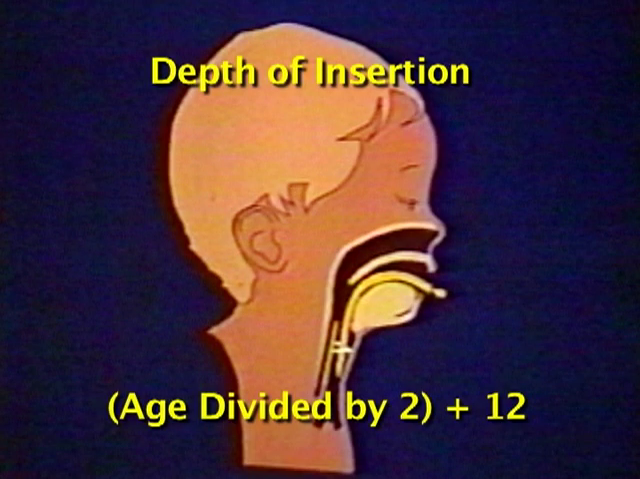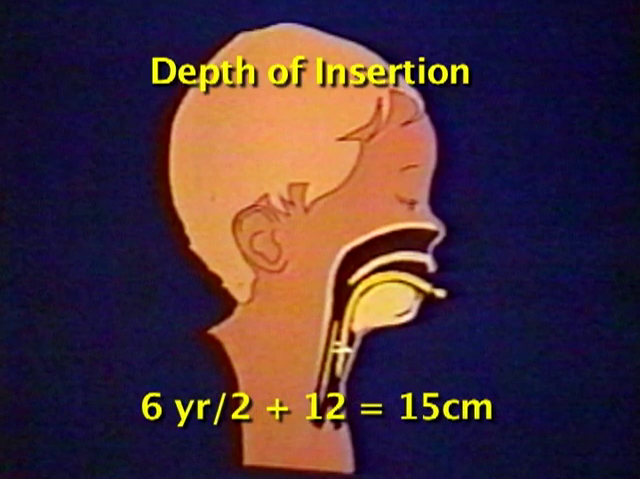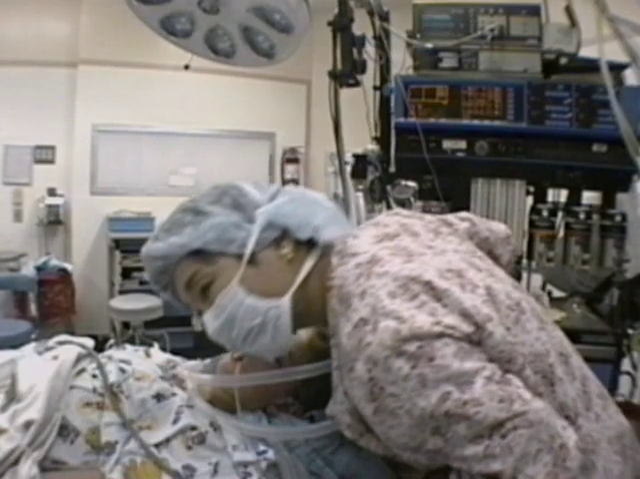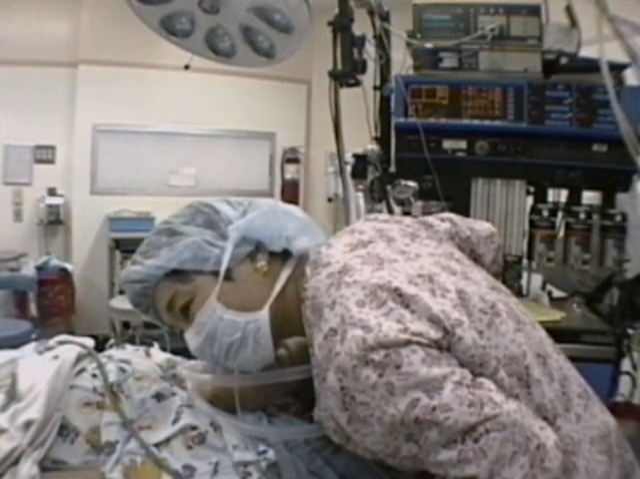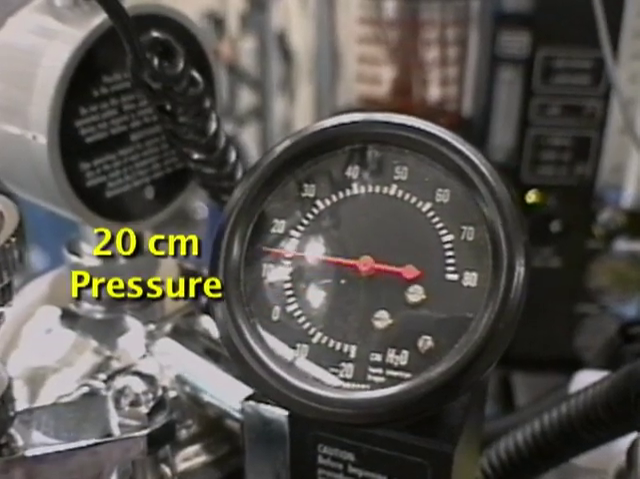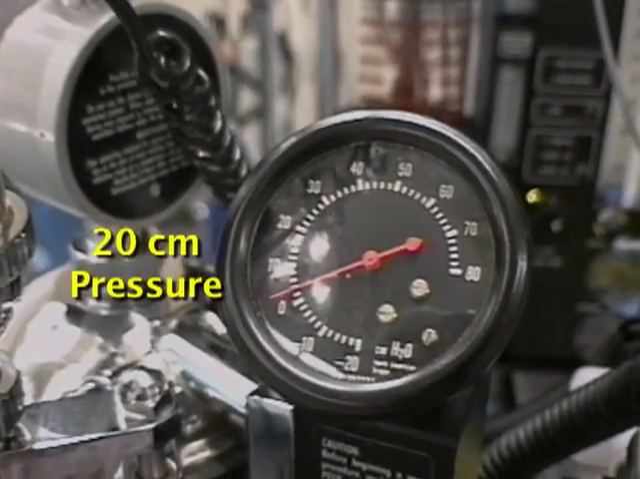A good guideline for the initial depth of insertion is to use the formula, the age divided by 2 plus 12. For example, a 6-year-old would have a tube inserted to the depth of 15 centimeters. Listen at the child's mouth. Unlike an adult, we want to hear a leak around an uncuffed tube at about 20 centimeters of water pressure, after the child's lungs are fairly well inflated.